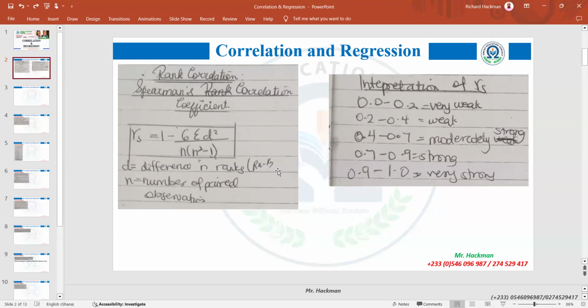You rank them. So in this case, this is how you get your d. Your d will always be equal to the rank of X minus the rank of Y, that is, the rank of all your X values minus the rank of all your Y values. It's not always that it will be X and Y. It's just the rank of your first category minus the rank of your second category. Usually we represent the first category by X and the second by Y, but you can even use R sub 1 and R sub 2, where R sub 1 is the rank of the first category values and R sub 2 is the rank of the second category. And n is the number of paired observations.